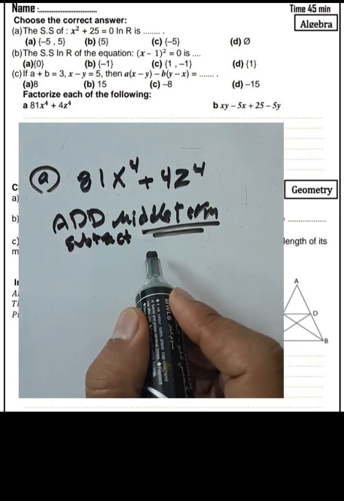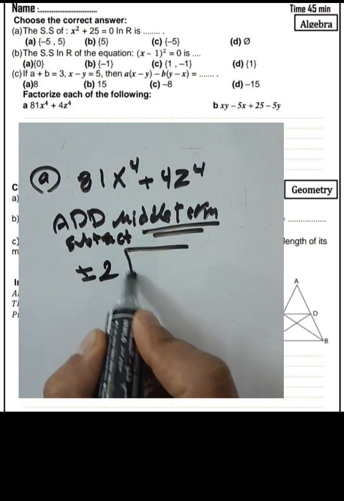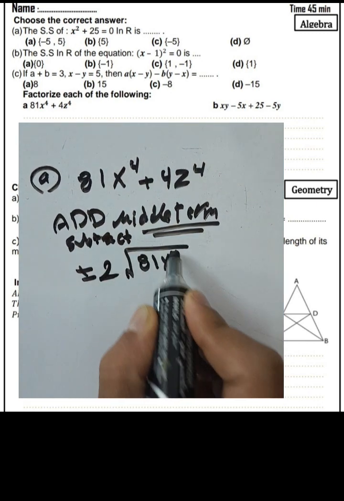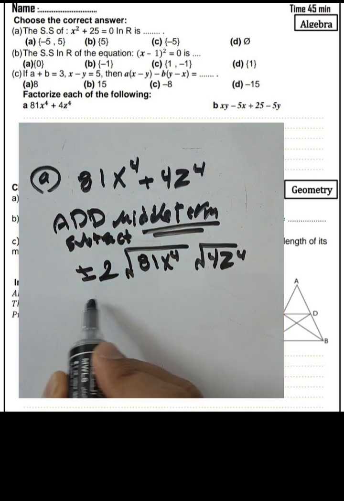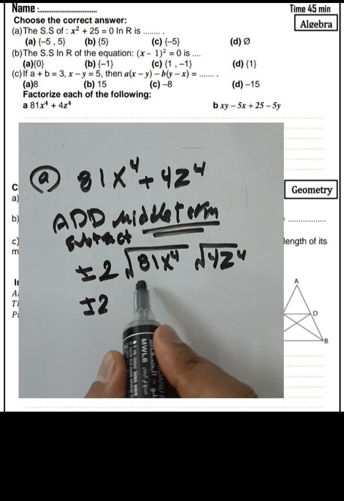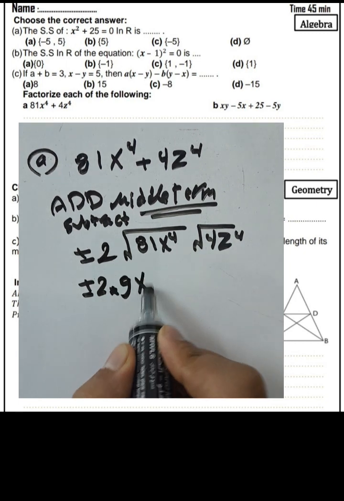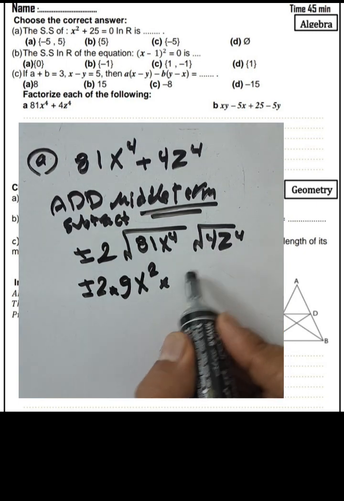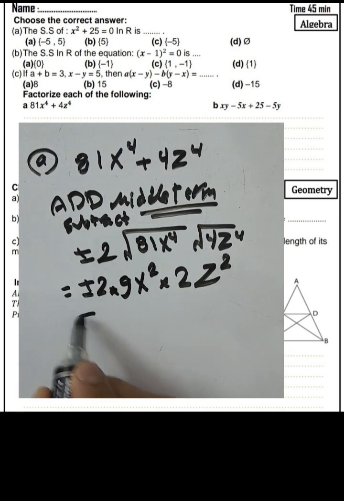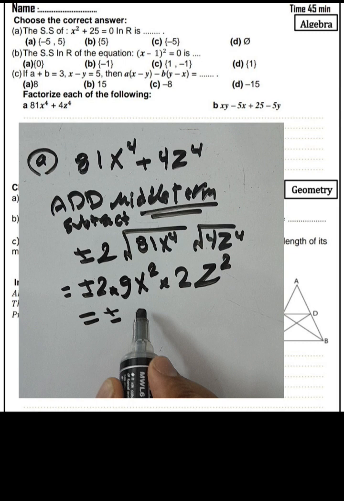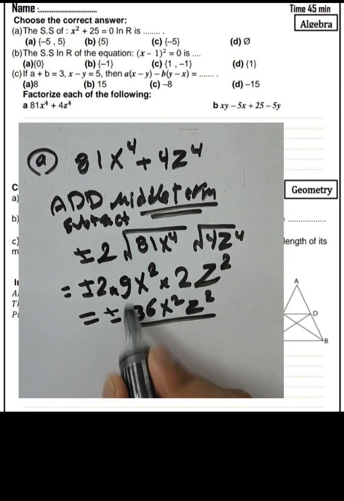What is the middle term? The middle term here will be positive or negative 2 multiplied by the square root of the first term, 81x power 4, multiplied by the square root of 4z power 4. Positive or negative 2 multiplied by the square root of 81, which is 9, and x power 4, which is x power 2, multiplied by the square root of 4, which is 2, and z power 4, which is z power 2. The result will be positive or negative 2 times 9 times 2, which is 36x power 2 z power 2.